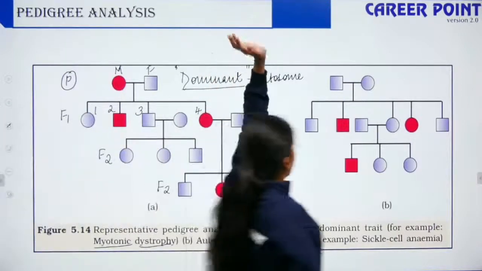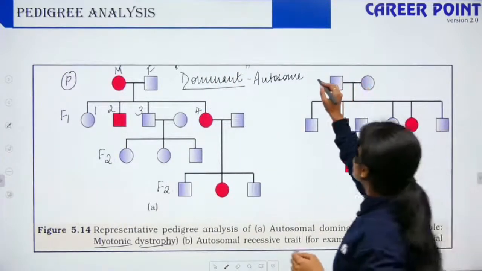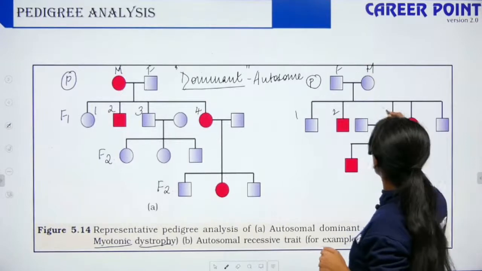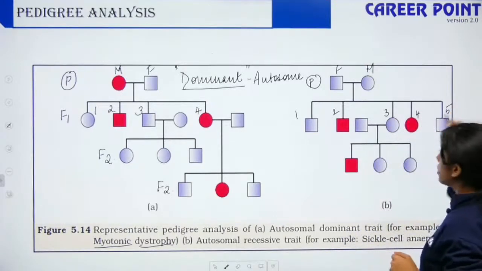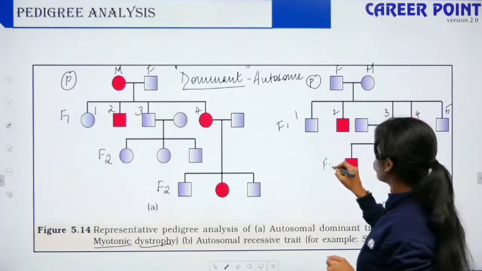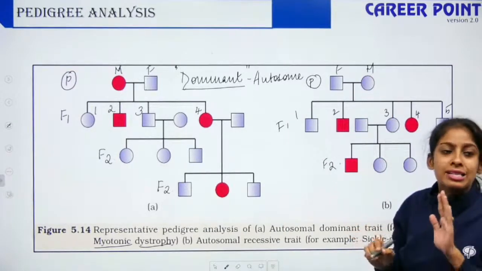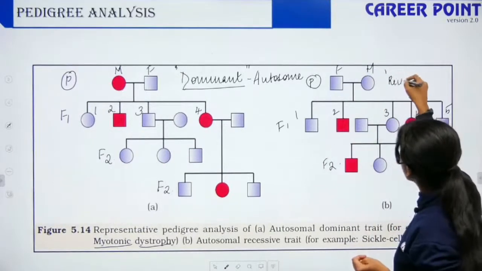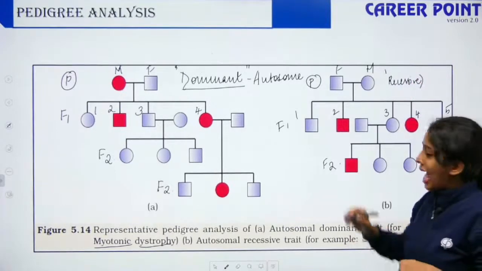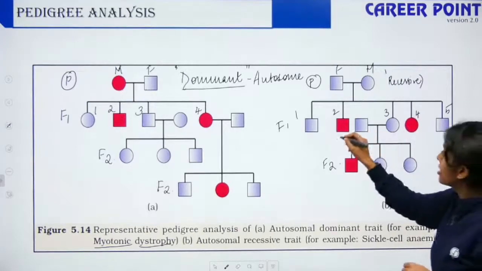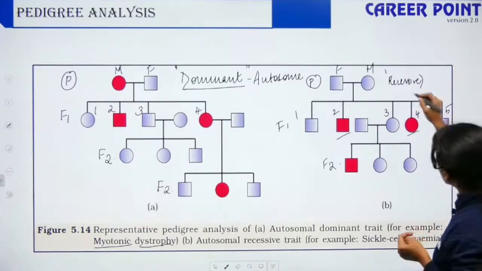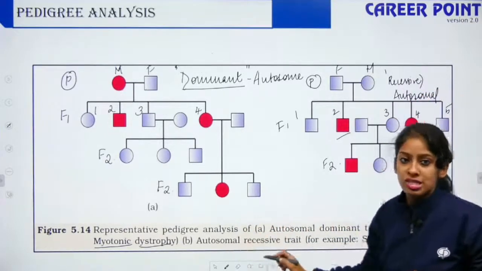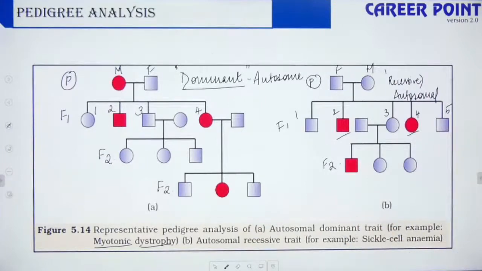Okay? Now look at this second chart. This is our parental generation. This is the father, this is the mother. Then child 1, 2, 3, 4 and 5. This is the F1 generation, this is the F2 generation. Here none of the parents are affected. If both parents are not affected, then it is a recessive case. But the offspring are affected, the son is affected, the daughter is also affected. So once again, it is an autosomal case. So the second one is an autosomal recessive trait. The example is sickle cell anemia.